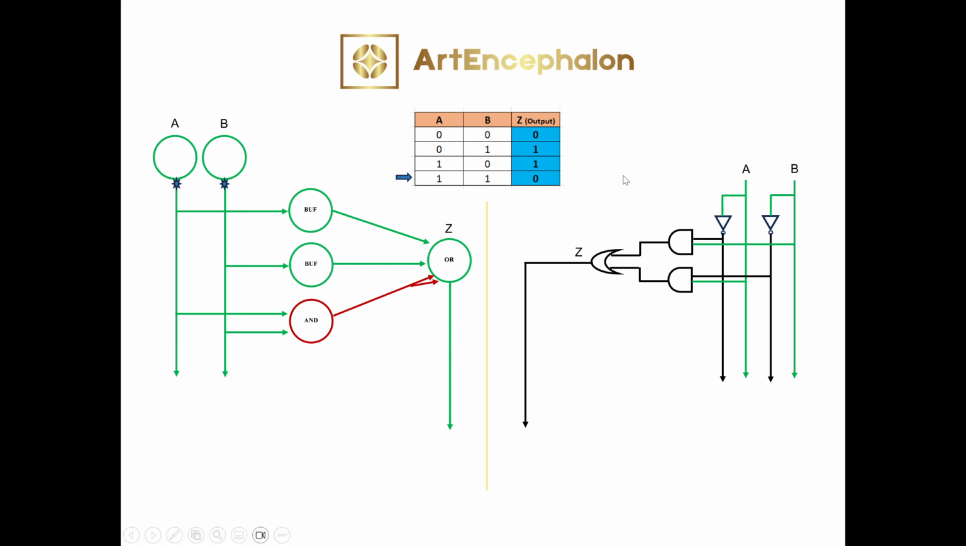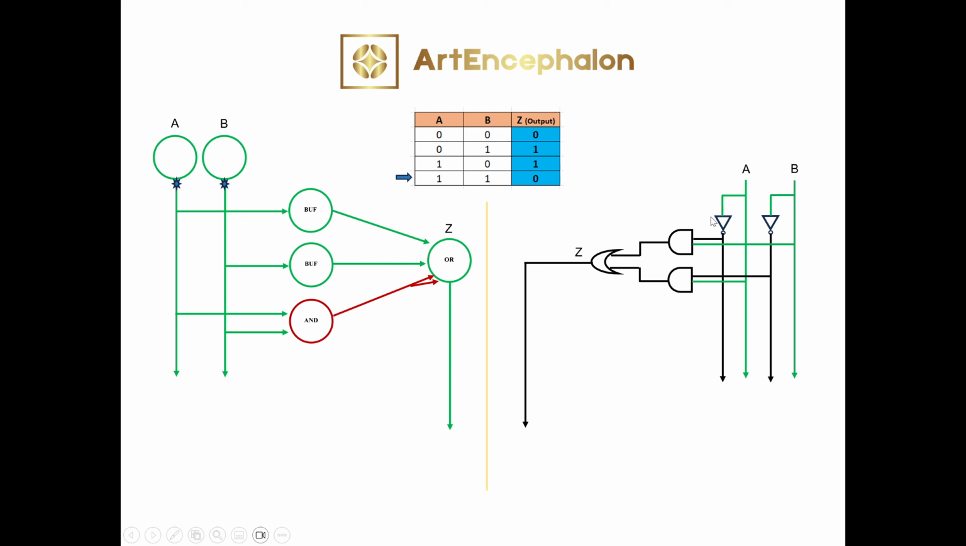So let's pick the third one. In this third case, A is 1, B is 1. So let's analyze this circuit, the logic circuit that we have here that is built using logic gates. So A is 1, B is 1, which means A is green, B is green, showing 1. So you have 1 and 1.